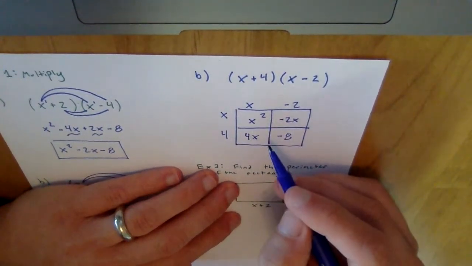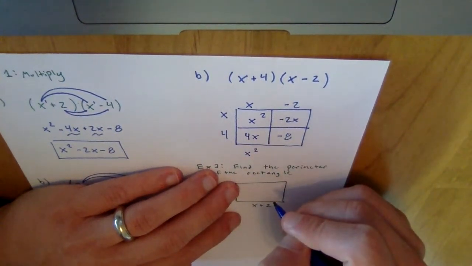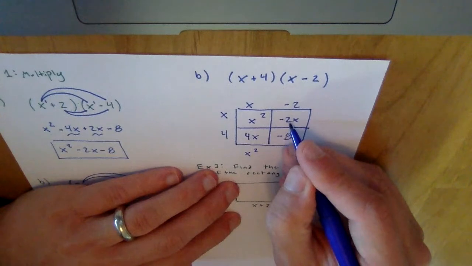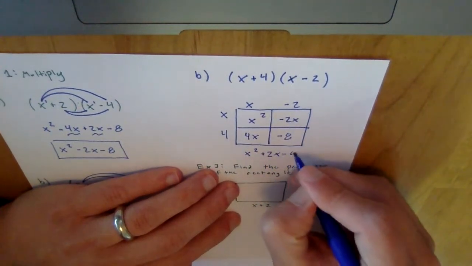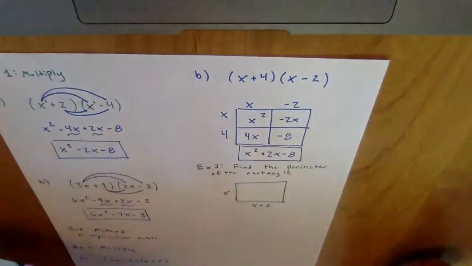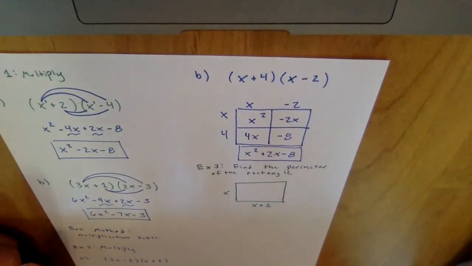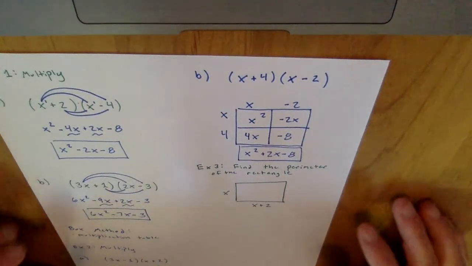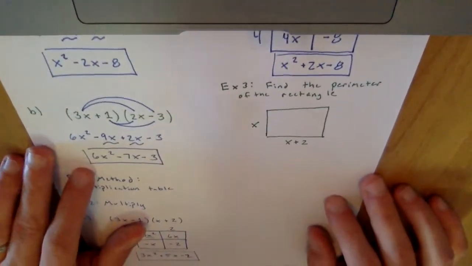And now I just combine like terms if I have any. X squared has no other x squared partner, so there it is. 4x minus 2x is positive 2x, and then minus 8. So you can use whichever method you'd prefer out of the FOIL method, which is kind of distribution, or this multiplication table method.